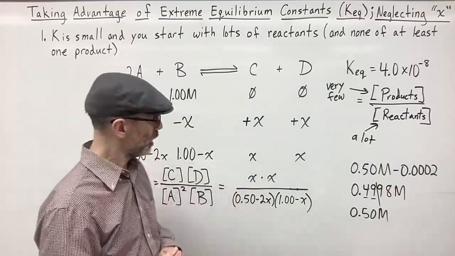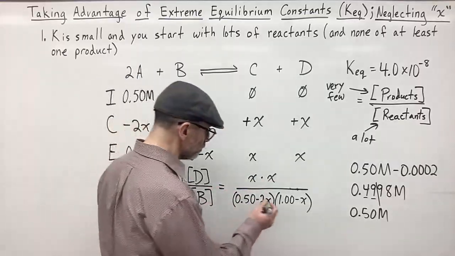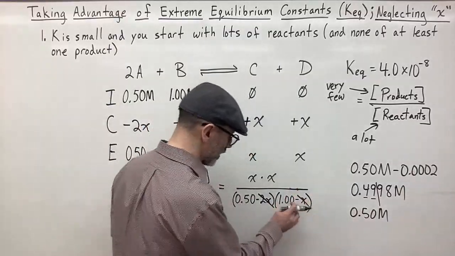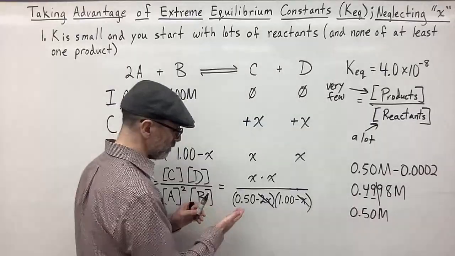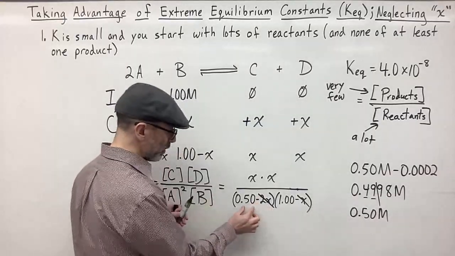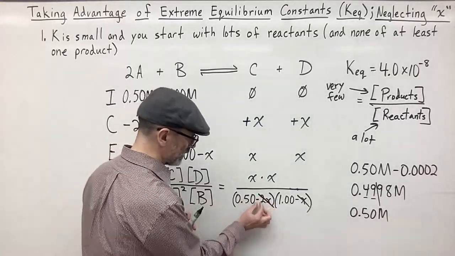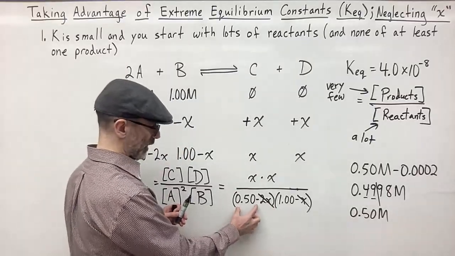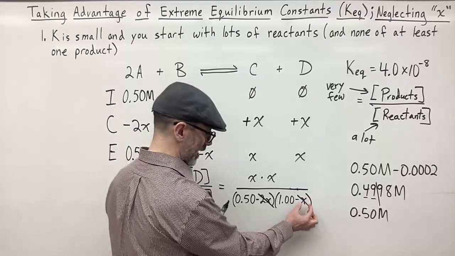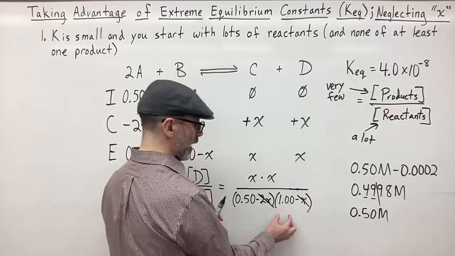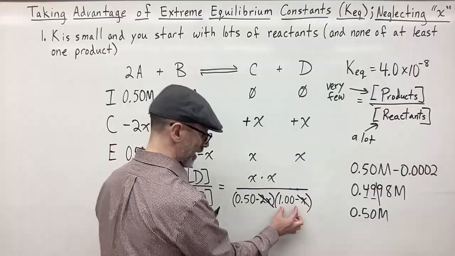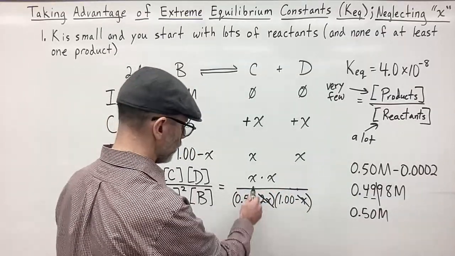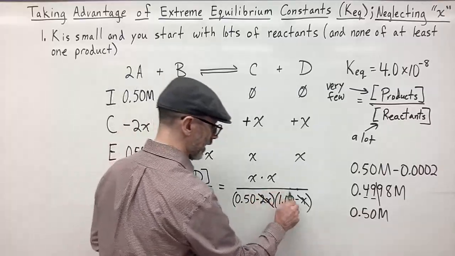pretty much the same. So if we make that assumption, we can cancel out the x's here, because remember, we're subtracting this amount from this, and we're assuming that by subtracting this from this, it's not going to make any difference really. So we end up with this anyway. So here we're subtracting x from 1.00, and we're assuming that this is so small that it pretty much stays the same. So we're just going to ignore it and cancel it out.